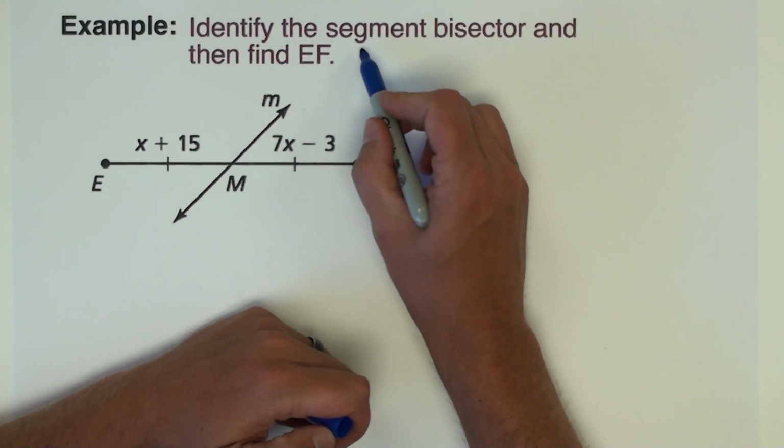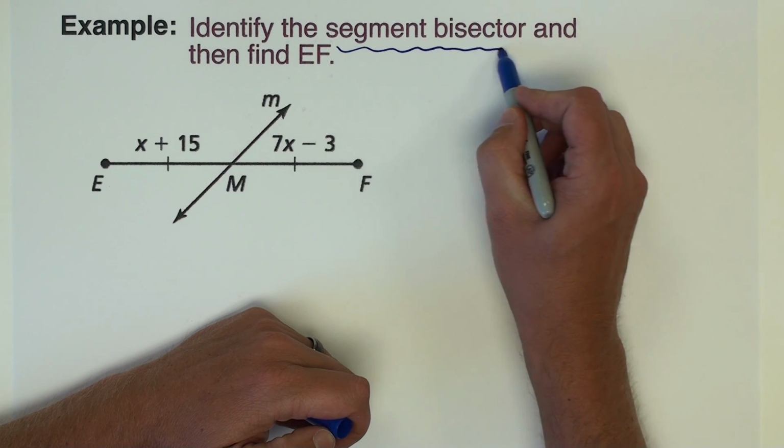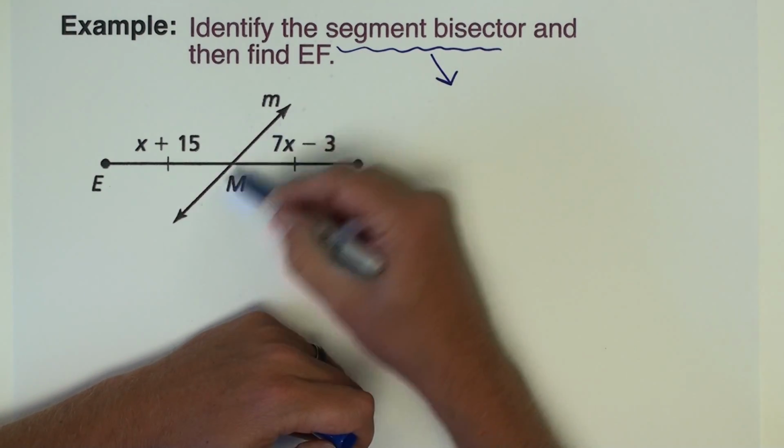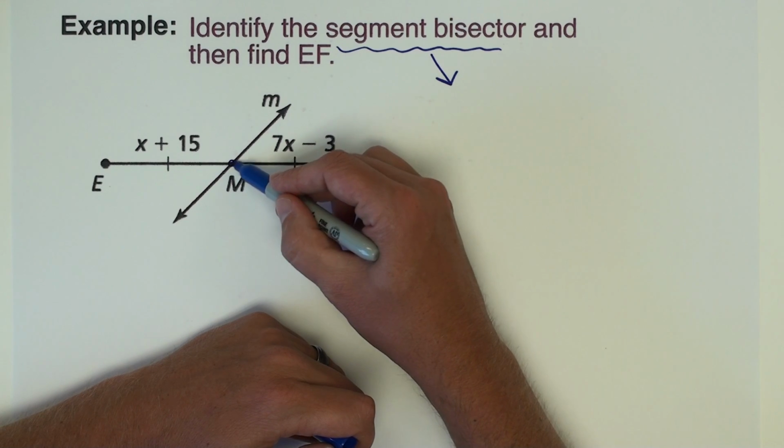So here we go, identify the segment bisector. Okay, so what do we see at the middle of this line or intersecting the line at M?